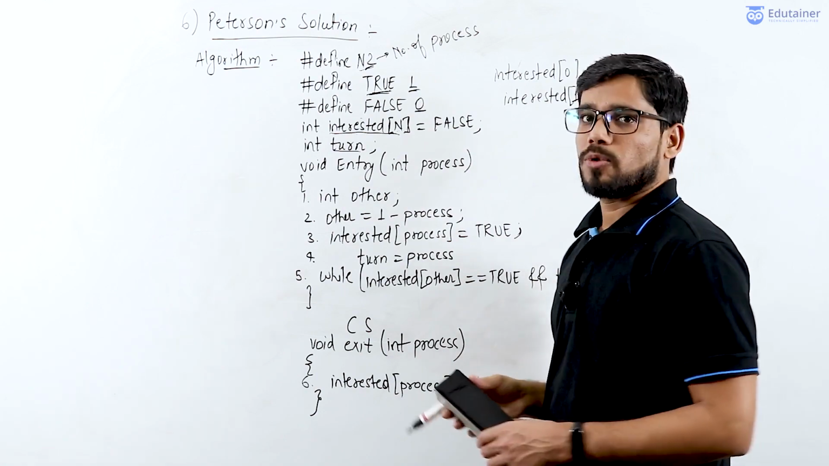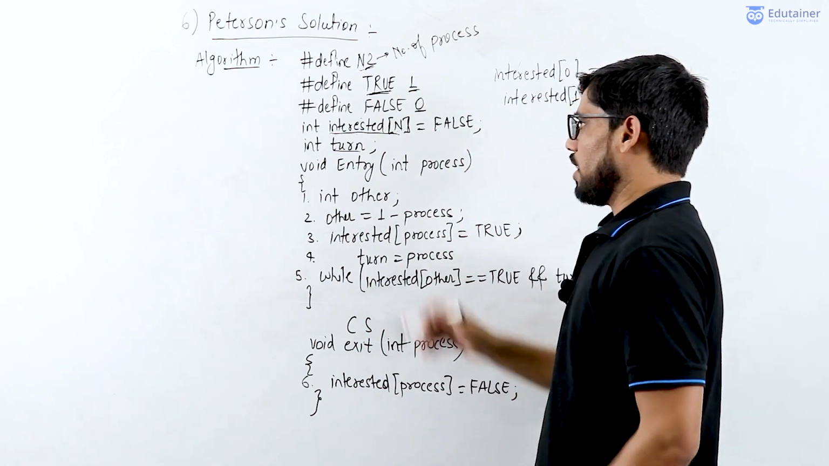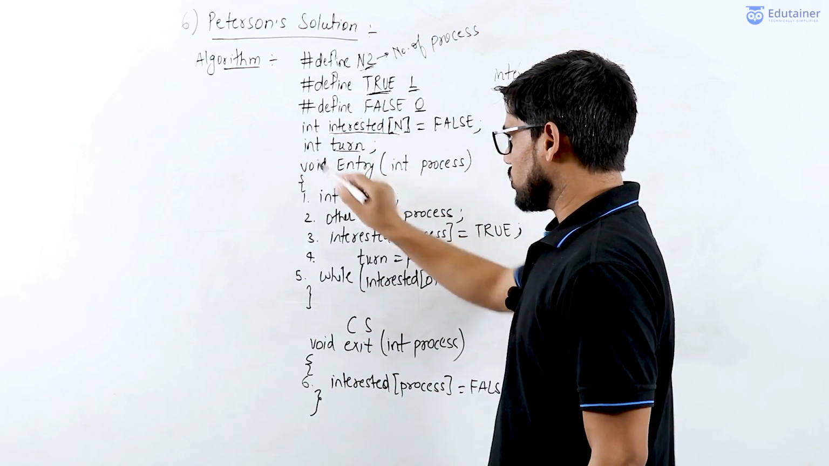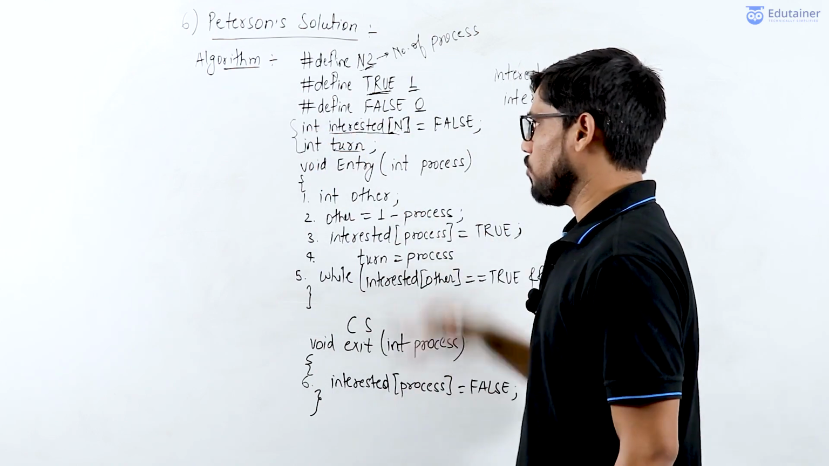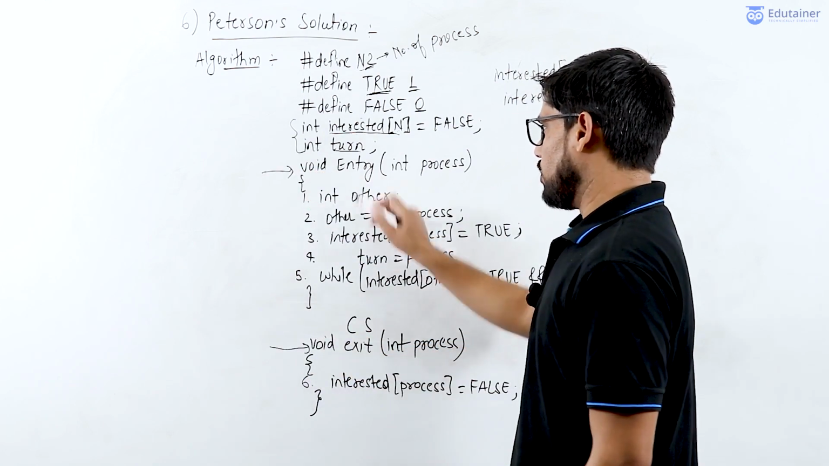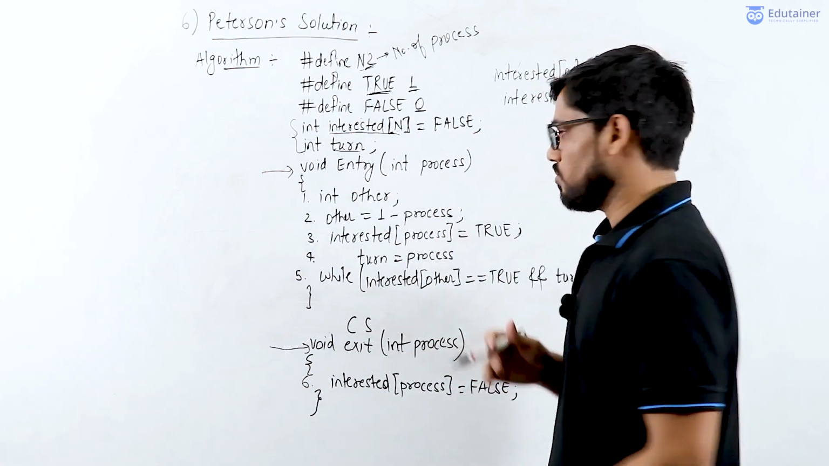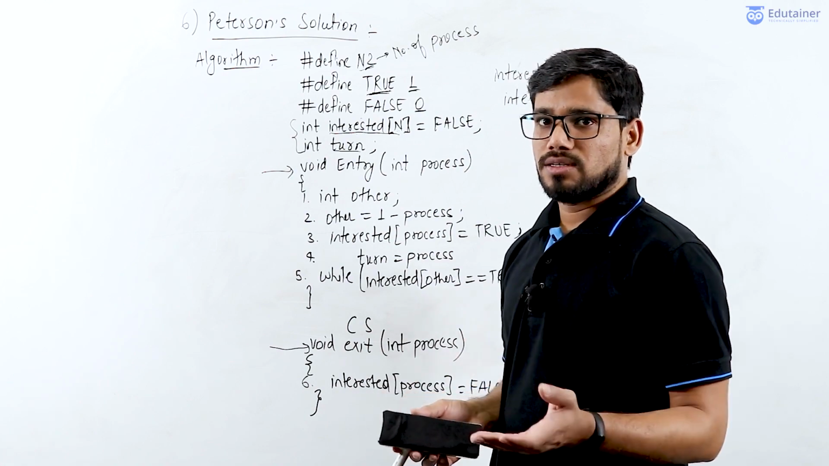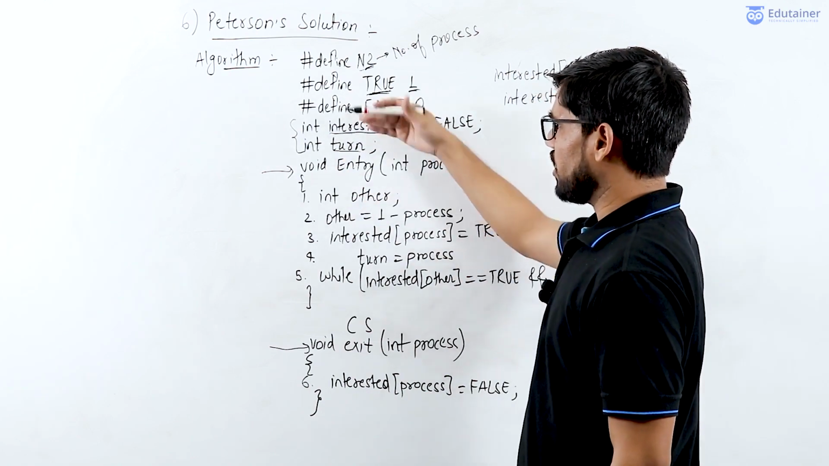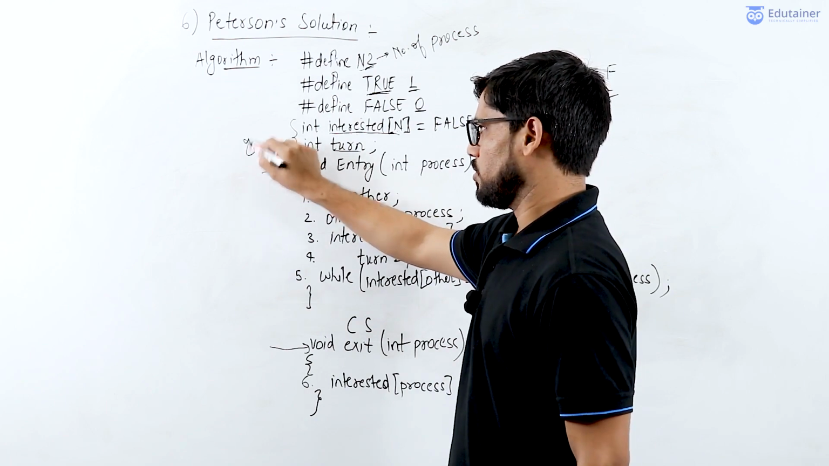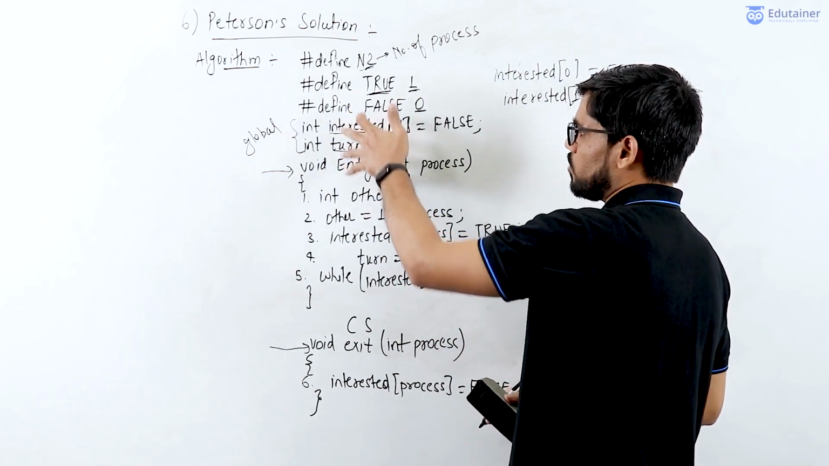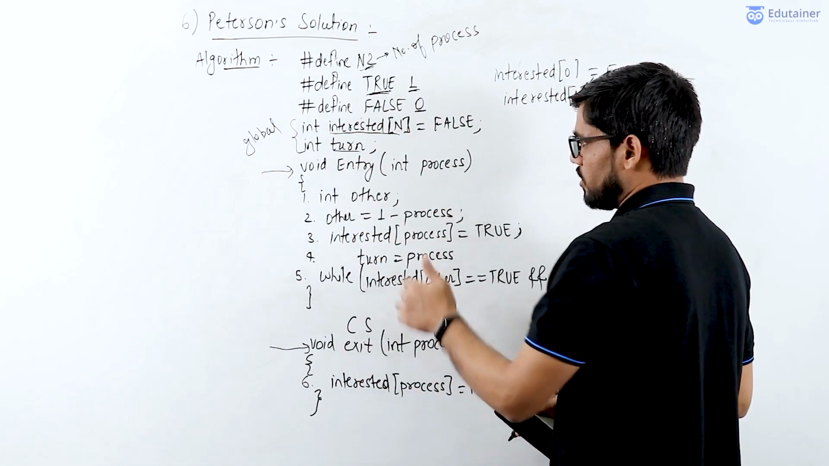So initially both the processes are not interested in entering the critical section, and we are defining one more variable, which is the turn variable. These two variables are declared before any function. Here we are using two functions. One is the entry function and one is the exit function. Entry function represents the entry section of the critical section, and exit function represents the exit section after the critical section. So turn and interested are defined above the functions, which means they are global variables. Both interested as well as turn are global variables.